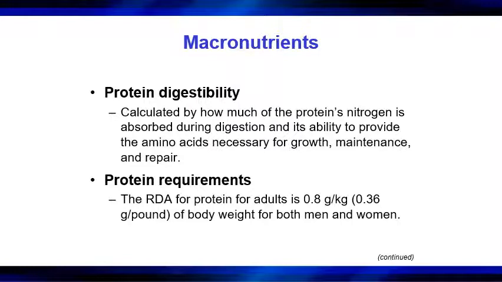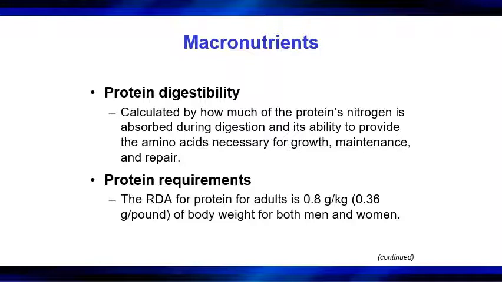So when we look at protein digestibility, that's something that gets calculated based on how much of the protein's nitrogen is absorbed during digestion. And that's going to be really important as it relates to how our body is able to actually use the proteins. So, we think of proteins particularly for the ability to help build and repair muscle. In order for protein to be effective with that, you need higher quality proteins, and they tend to be more highly digestible.